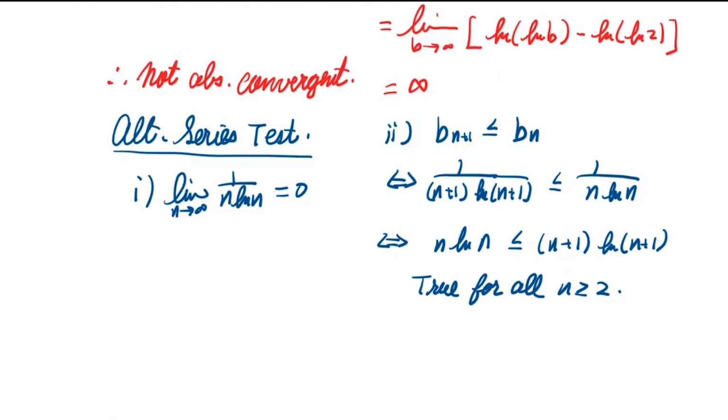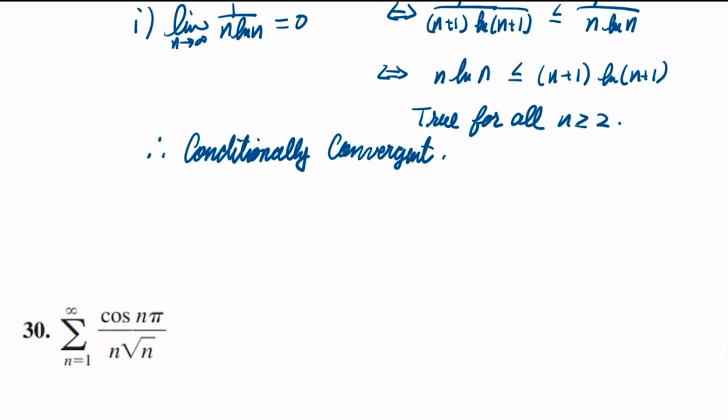Okay, so our conclusion is the series is conditionally convergent. How about that? Good. Questions? Okay, let's do 30 now.